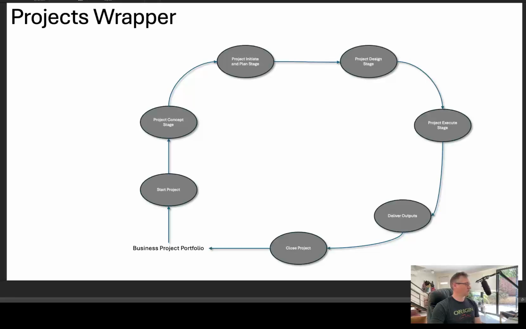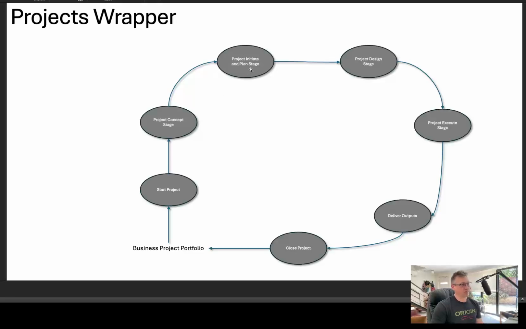All right, so when we talk about a projects wrapper, that's basically the flow for getting your project off the ground and completed, starting the project, building up the concept, initiating the project. The concept is basically, what is this project? What does it look like? Not building a concept prototype.